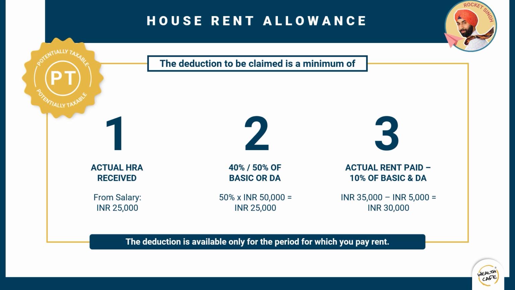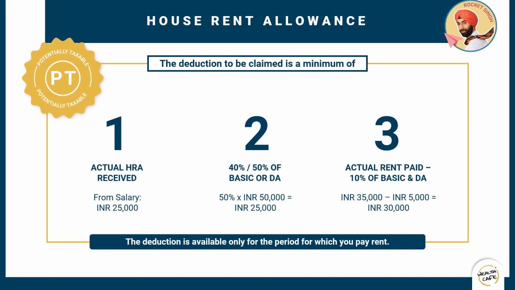The deduction that is available under law is the minimum of the first, second and third. So in this case, the deduction which Rocket Singh will get is an amount of 25,000, which is the minimum of the three limits that we have just computed. The idea here is that Rocket Singh is getting an HRA of 25,000. He cannot claim a deduction which is larger than 25,000. His deduction will always be limited to the maximum of the HRA that he receives.